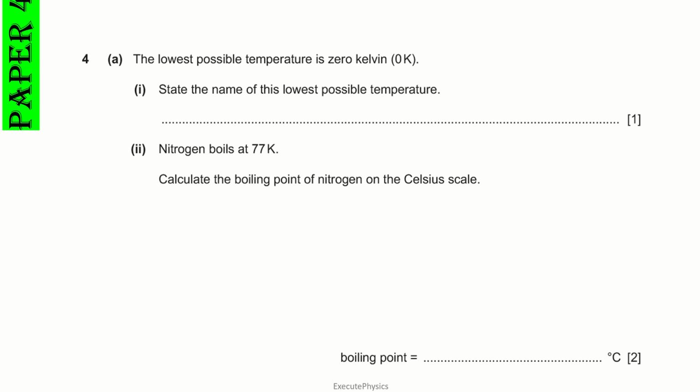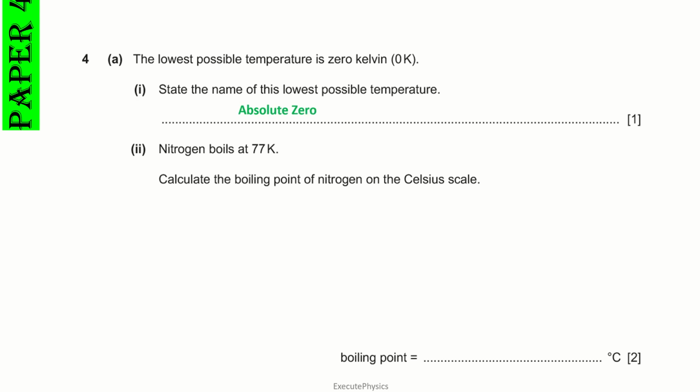Okay. So next we are moving on to paper 4. The lowest possible temperature is 0 Kelvin. State the name of this lowest possible temperature. So what is 0 Kelvin? This is the lowest temperature any fluid can have. It is like the particles are in their lowest energy level. That is, they do not have any more energy to move around.